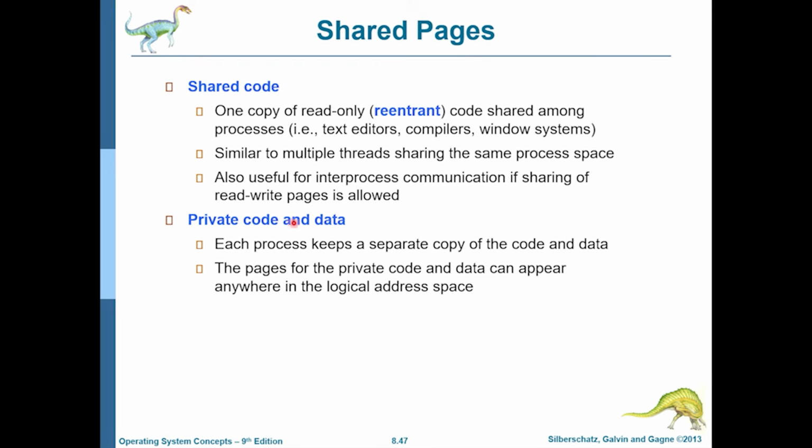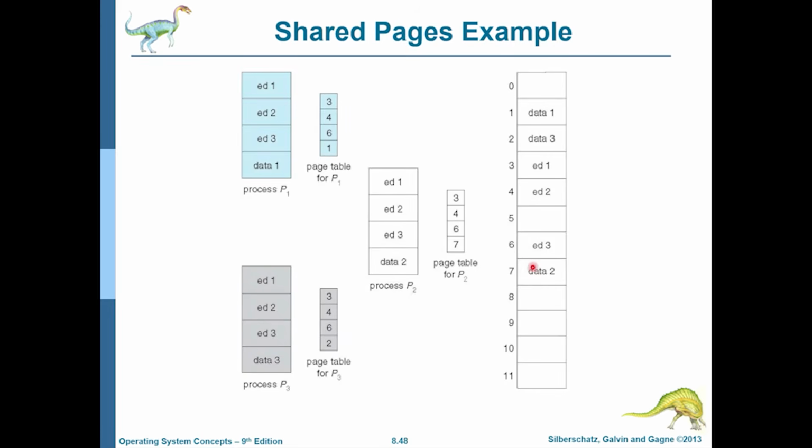Processes can also have private code and data, as they always do. And let's look at the next slide to see how that happens. You can see three processes over here, and the first three pages of each of these processes are shared. As you can see, the first three pages are mapped to frames 346, 346, and 346 over here. So they're all shared between the three processes. The last pages of each of these processes, that is data 1, data 2, and data 3, are mapped to distinct frames. So the last page here is mapped to frame number 1, here it is frame number 7, and here it is frame number 2.